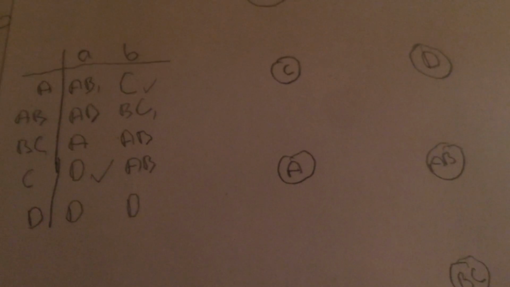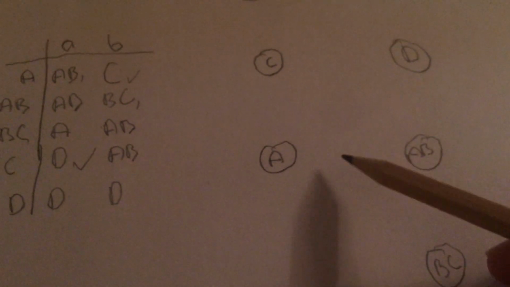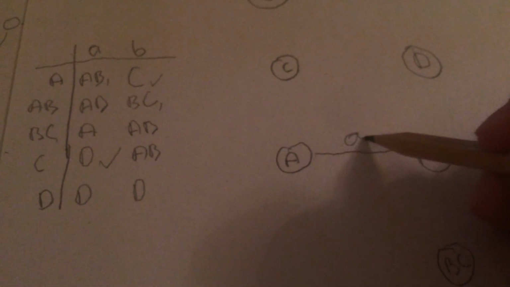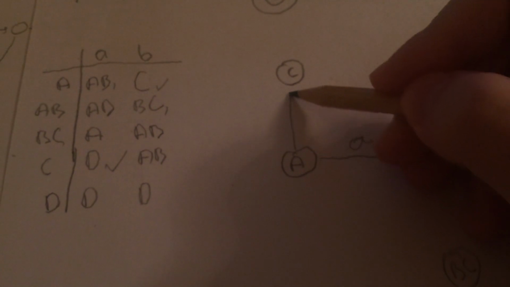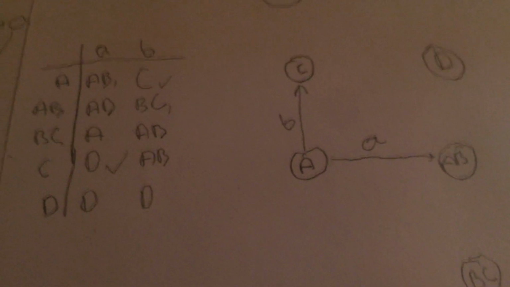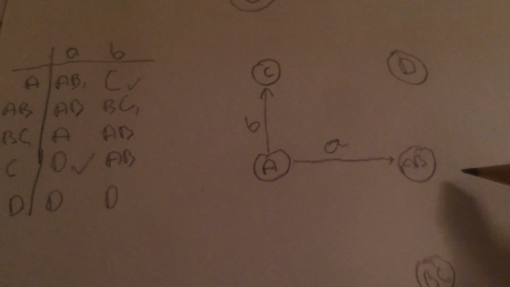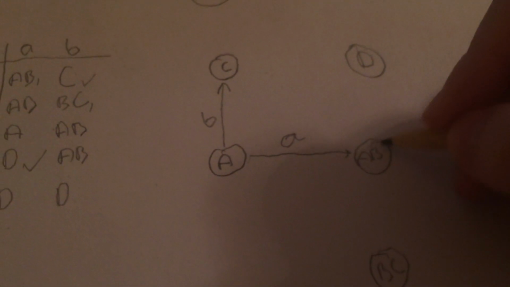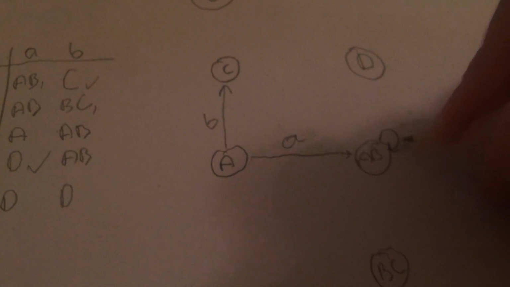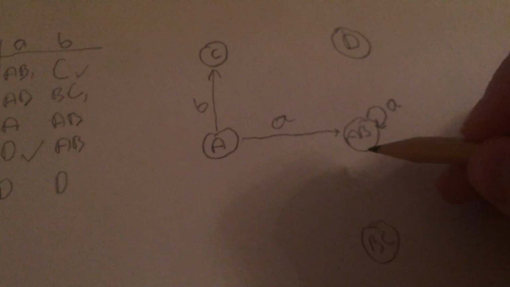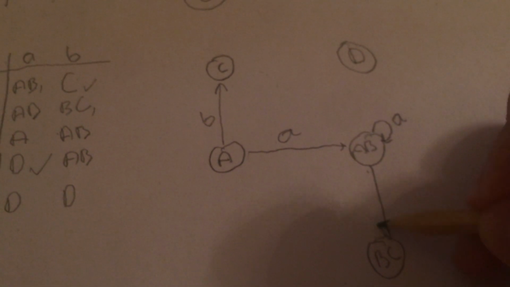So let's start with A. A goes to AB with a. We'll look at this table. And goes to C with b. Simple as that. Let's look at AB, which is here. AB goes to AB with a. It goes to itself. Let's write it like this. And AB goes to BC with b. It looks nice that way.